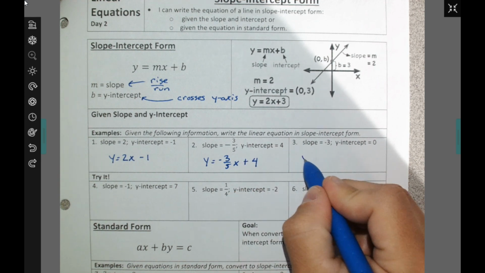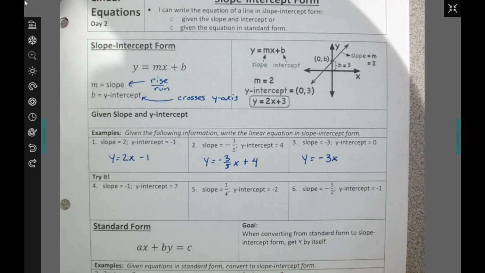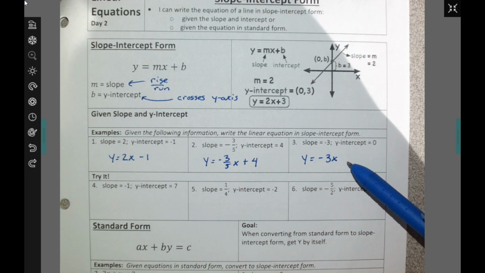And then for the third one, a slope of negative 3, so we got y equals negative 3x. Since the y-intercept is 0, I don't even need to include it on the end. If you were to put plus 0 on the end, it would still be correct, but there's no need to.